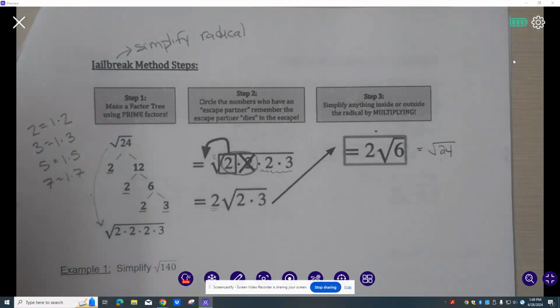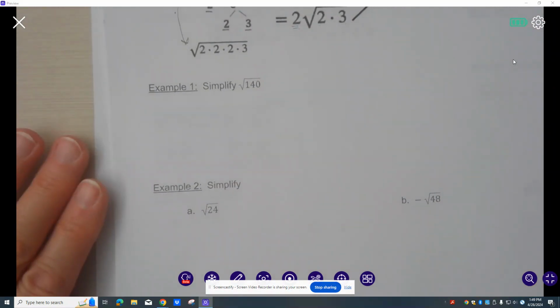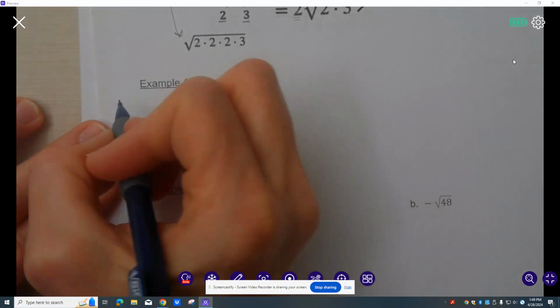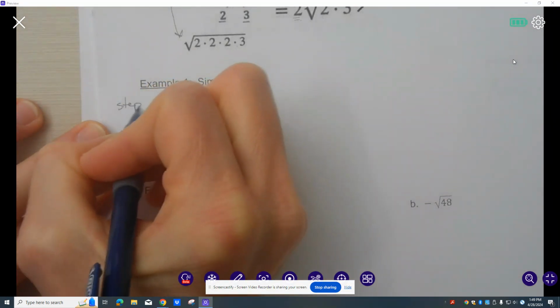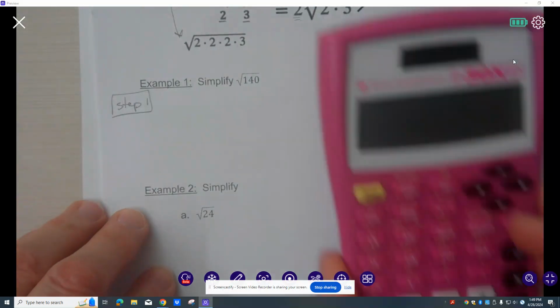All right, let's try one. So here's your first example. So step 1 is make the factor tree. So I'm going to put step 1. We're going to make a factor tree. And how we're going to start these will be the same for all of them.